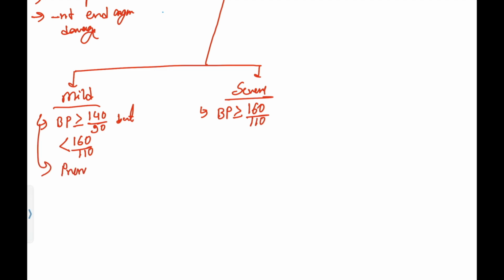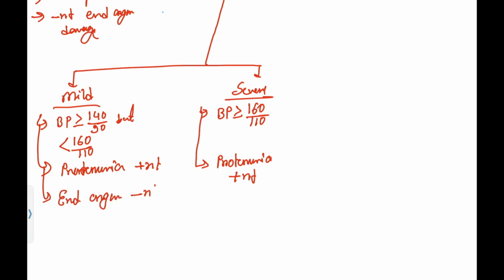Okay? In both cases, proteinuria will be present. Here also, proteinuria will be present. But end organ damage, in case of mild preeclampsia, end organ damage will be absent. Here, in severe preeclampsia, end organ damage will be present.